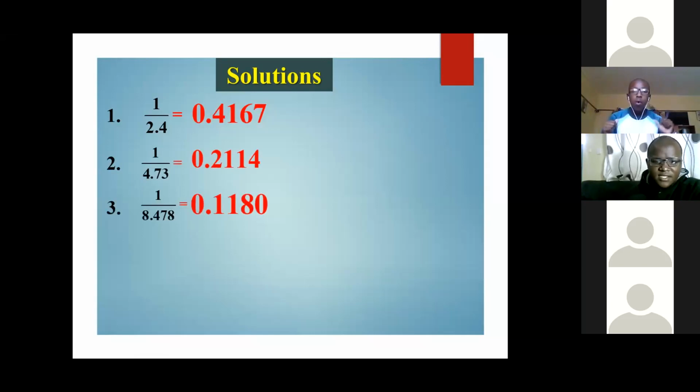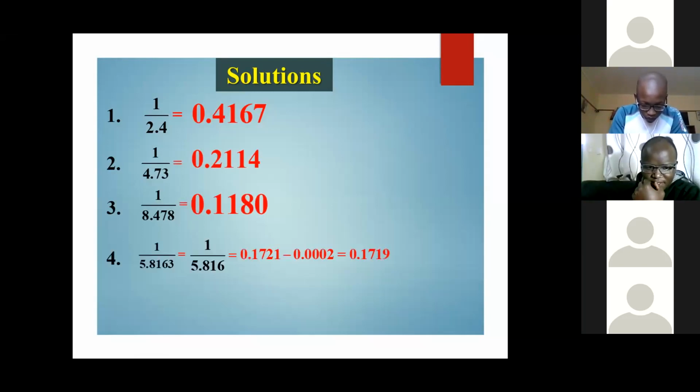Then the third is 0.1180. Yes. There is a problem if you write that as 0.118 because that is not what the mathematical table gives you. You always need to write to 4 significant figures. Then the fourth one, 0.1719. Yes. Okay?